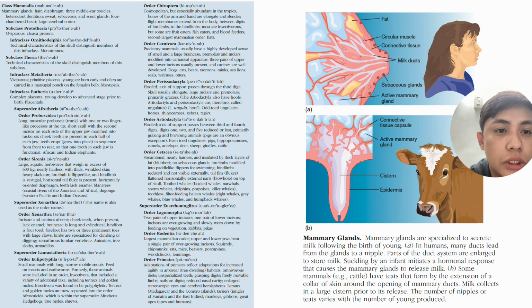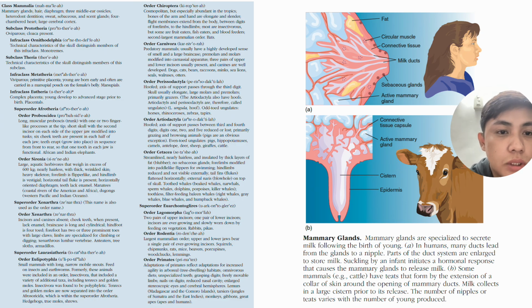Next, we have the order Carnivora. Predatory mammals usually have a highly developed sense of smell and a large brain case, with premolars and molars modified into a carnassial apparatus. Three pairs of upper and lower incisors are usually present. This includes dogs, cats, bears, raccoons, minks, sea lions, seals, walruses, and oryx.